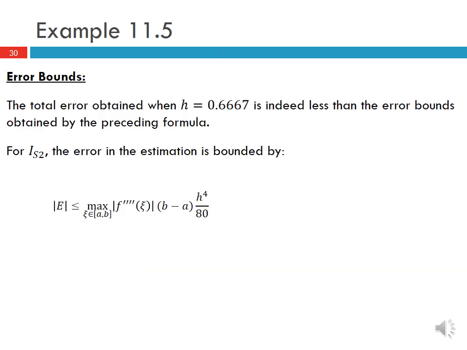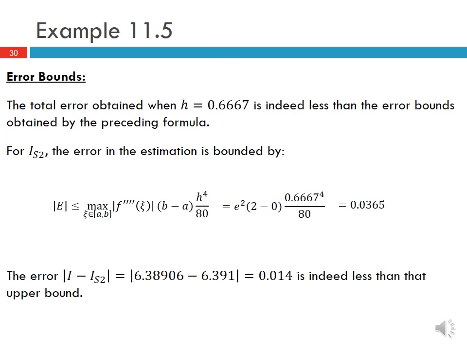So the total error obtained with h equal to 0.6667 is indeed less than the error bound obtained by our maximum upper bound formula, which says that the maximum upper bound should be equal to the expression here. If we plug in our values, we see that the maximum error should be 0.0365. We calculate our actual error, we get 0.017, which is indeed less than this upper bound.